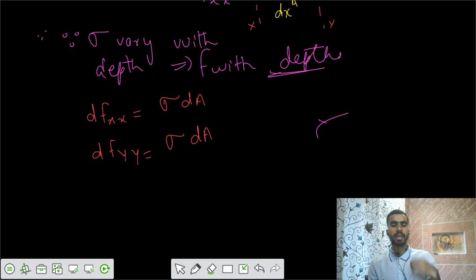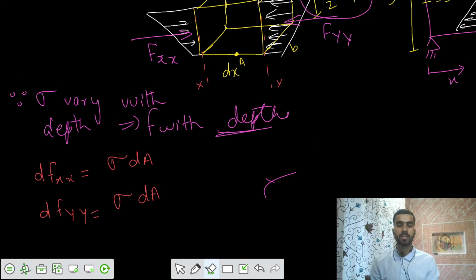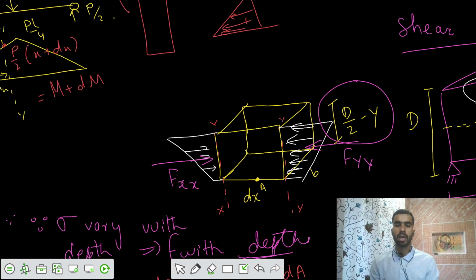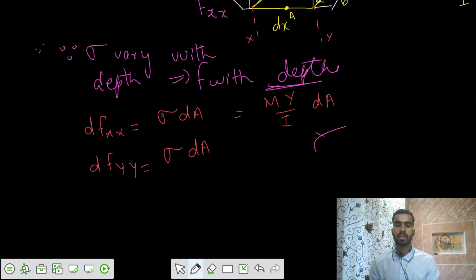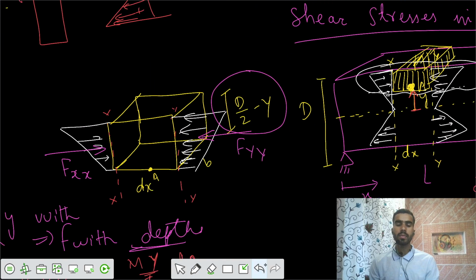Now, what is the value of sigma? We know that the value of sigma equals My by I. For that you have to find the value of M from this x side. From this x section we have a moment M equals P by 2 times x. So let's call it M, and the stress from this side equals My by I. From the other side we have a moment of M plus dM, then y by I. The value of y is the same, the value of I is also the same, and the value of dA is also the same at that point A.